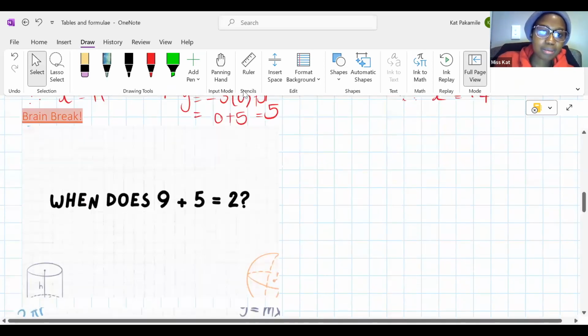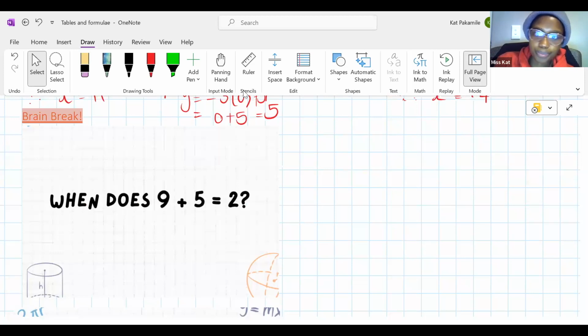When does 9 plus 5 equal 2? If you have a question, keep your hand up. If you wanted to answer, please lower your hand now so that I know that the hands that are up are questions. When does 9 plus 5 equal 2? Saneliso says never. Anyone else have a suggestion? Well, we all say never.